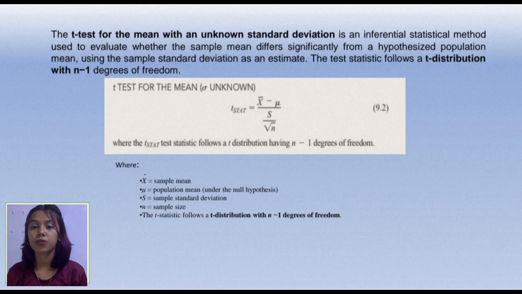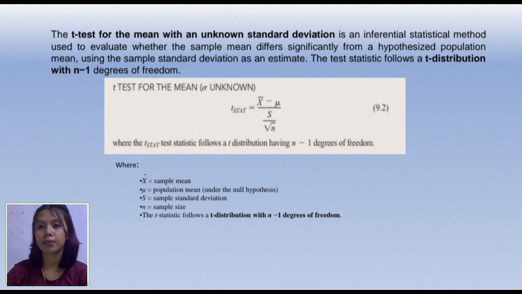The t-test for the mean with unknown standard deviation is a statistical test used to decide whether a sample mean is significantly different from a known or assumed population mean, when the population standard deviation is not known. Instead, the sample standard deviation is used and the test relies on the t-distribution. The test is especially used for small sample sets.